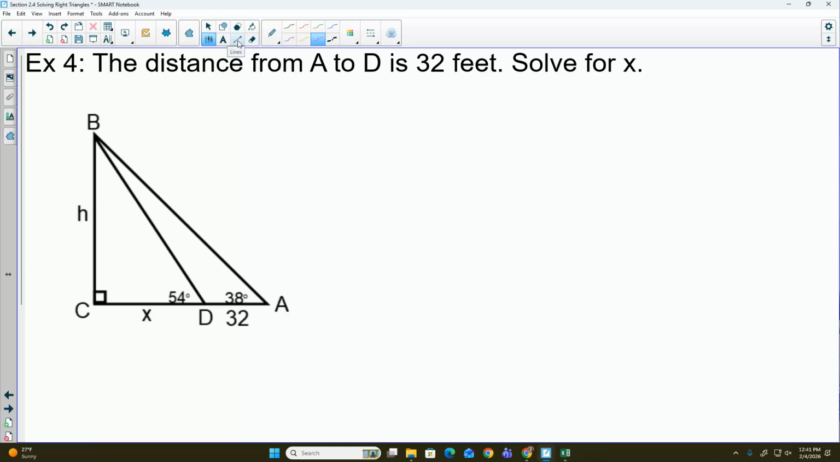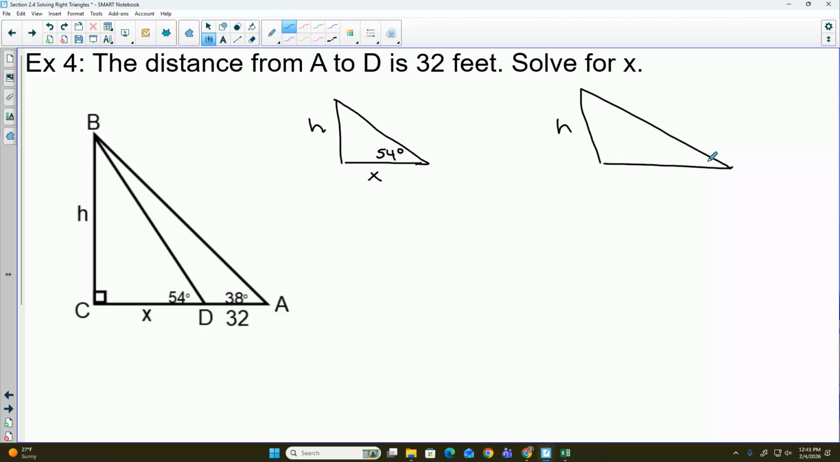The distance from A to D is 32 feet. Solve for x. Okay, our trig functions require what kind of triangle? A right triangle. How many right triangles do I have? Two. I have this smaller triangle. This side is x, this is 54, and that's h. And then I have the entire triangle. This is h, this is 38. What's the bottom side on this entire triangle? 32 plus x. Yes. You have to add the two measurements together.